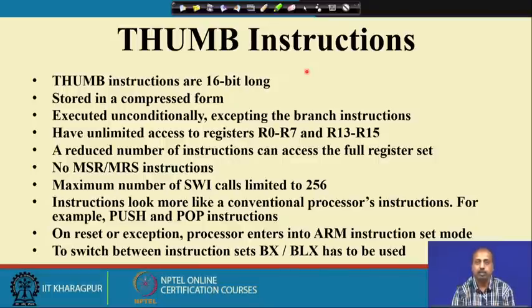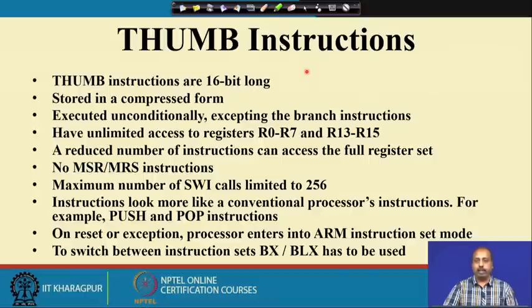So, you can have these push and pop instructions, and on reset or exception, the ARM instruction set is activated. If you want to switch from ARM mode to thumb mode, you can use the BX or BLX type of instruction. BX is branch with exchange of instruction set, and BLX is basically the call with exchange of instruction set. Similarly, when you are executing the thumb instruction set, you can put a BX to come back to the ARM mode of execution.